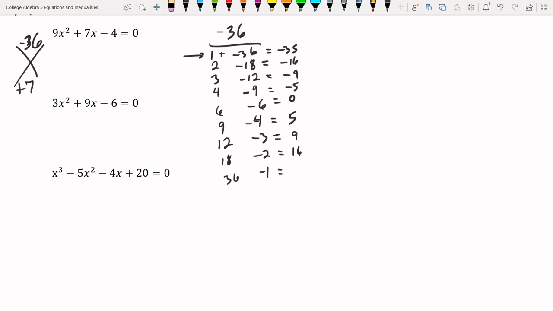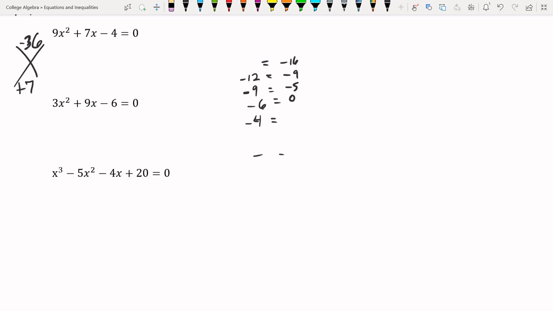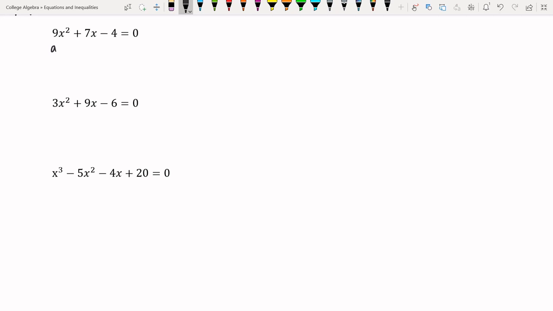There might be a way, but it's probably going to be way more tedious than just using the quadratic formula. So that's what we're going to do. We're going to use the quadratic formula to solve this. So quadratic formula works like this. You have to know what A, B, and C are. And we solve it using this formula.